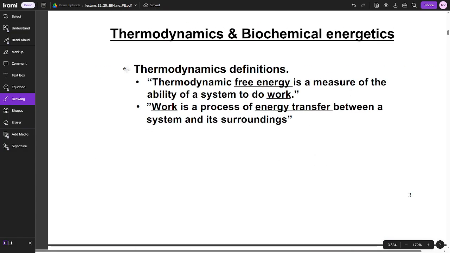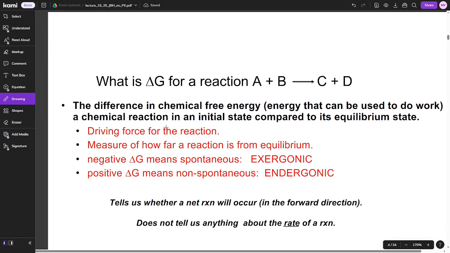Hopefully you remember this from physics or chemistry. So what is delta G for a reaction A plus B goes to C plus D? Basically, the difference in chemical free energy between the initial state and the final state. If I have my reaction coordinate diagram, the initial state here versus the final state here is what I'm looking for. What is the difference between this and this in terms of energy? This difference is how much energy is released and how much work is done on the system.